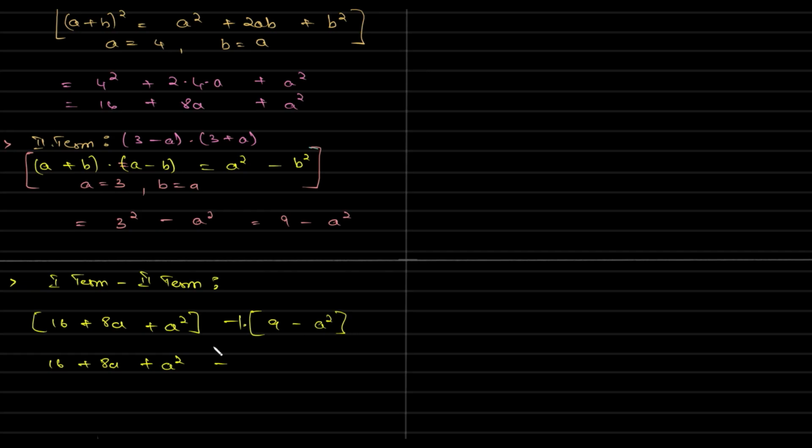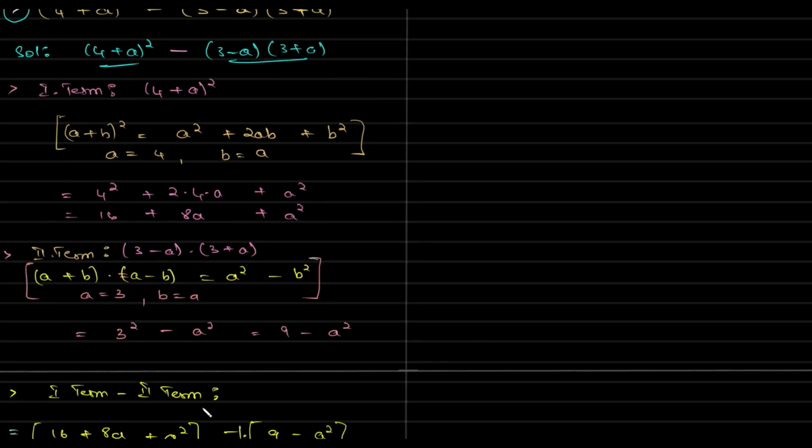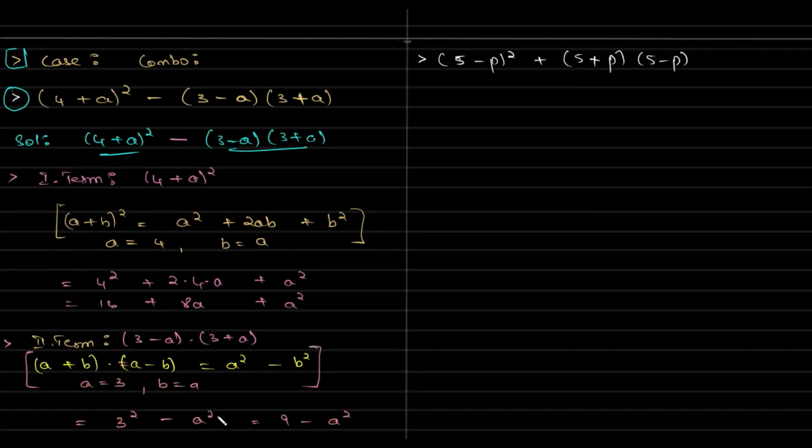This is very important. This is where you guys can go wrong. Negative into positive is negative, 1 into 9 is 9. Negative into negative is positive, 1 into a square is a square. So now look for the like terms and try to simplify. So we have 16 and 9, that is difference is 7. 8a, there's no like term, a square plus a square, 2a square, and that's your answer. This way of doing things is very systematic, very neat, as you can see. You won't go wrong in this way. But if you want to do it directly, right, if you have the capacity to do directly, then it's a different case.